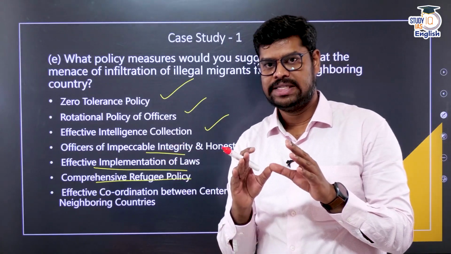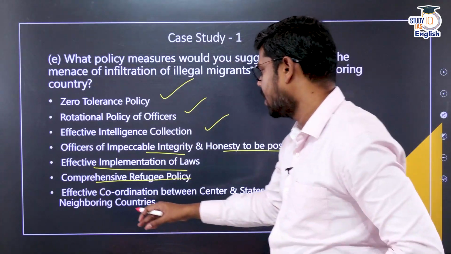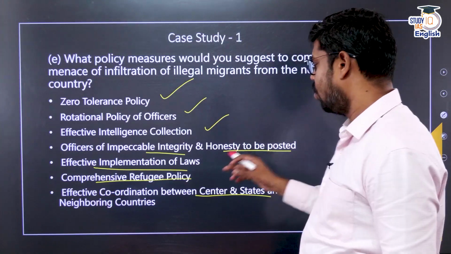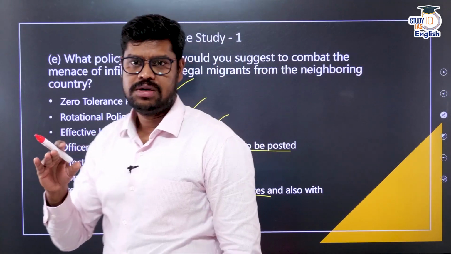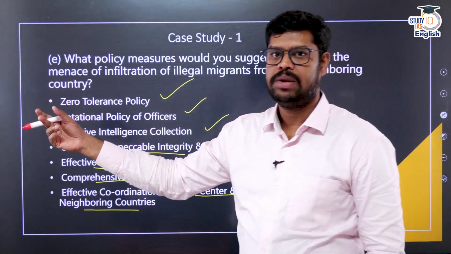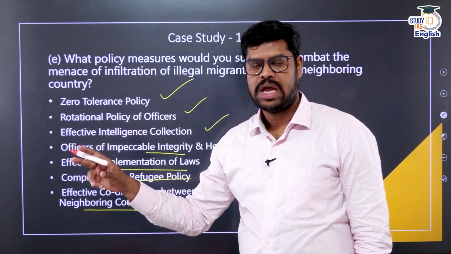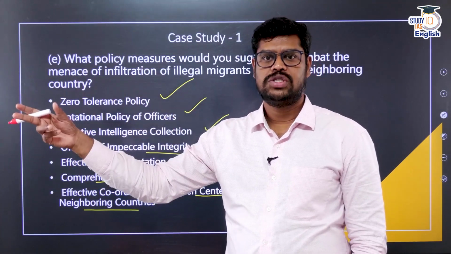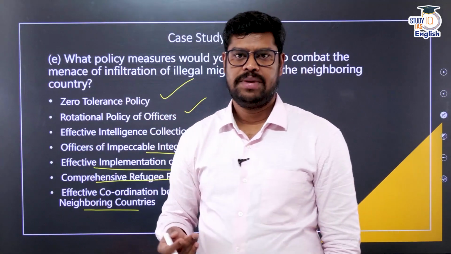This will also show the examiner how holistic an understanding you have of this particular topic. And then the next thing is effective coordination between the center and states, and also with the neighboring countries. This is very, very important. Illegal migration has to be coordinated with both the center and the state. The center has the security personnel, while the state may have to deal with law and order issues. So effective coordination, intelligence collection, and coordination with the neighboring countries are all very, very important, so that such issues can be effectively dealt with.